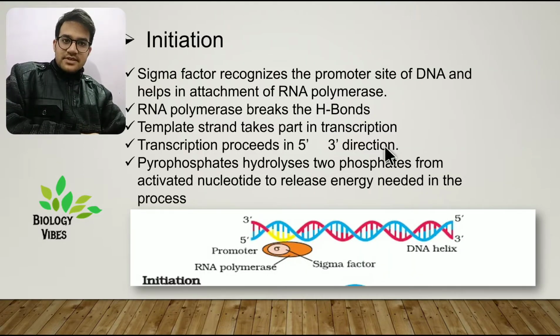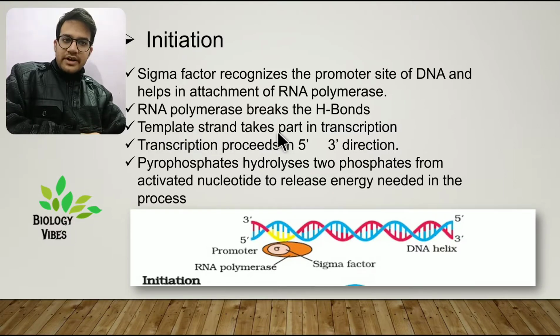So it has three main phases: initiation, elongation, and termination. Let's see what happens in the initiation phase. Basically, there's a factor known as the sigma factor that recognizes the promoter site from where the transcription has to be started. It recognizes the promoter site of the DNA and helps the attachment of RNA polymerase. Then, to transcribe it, the hydrogen bonds have to be broken. This is done by the RNA polymerase.